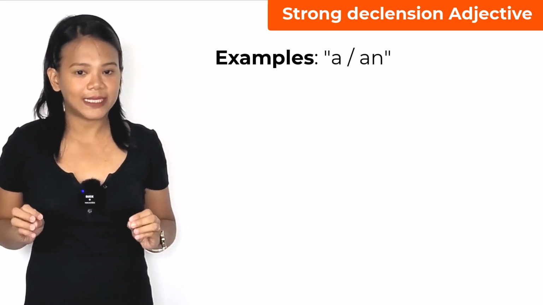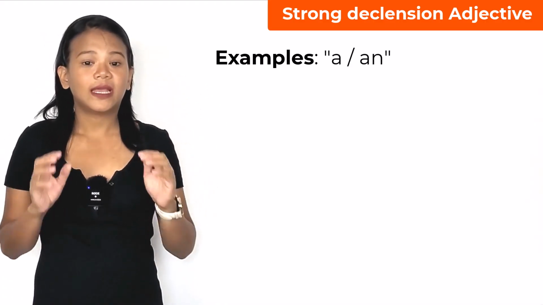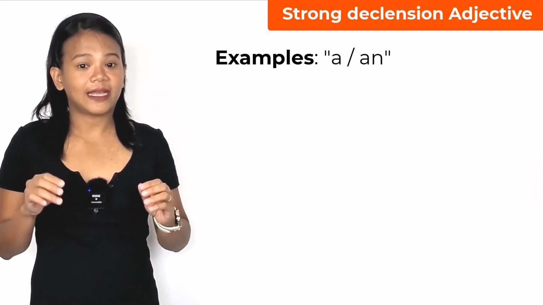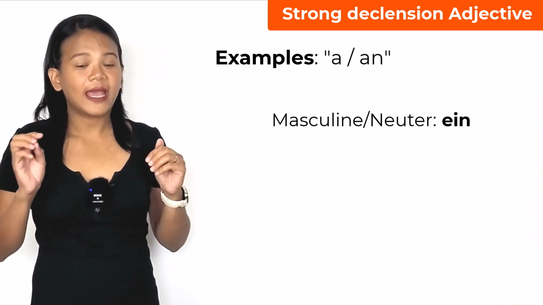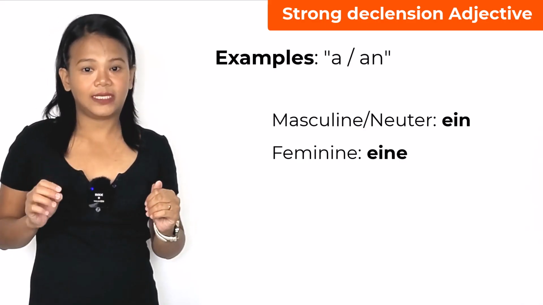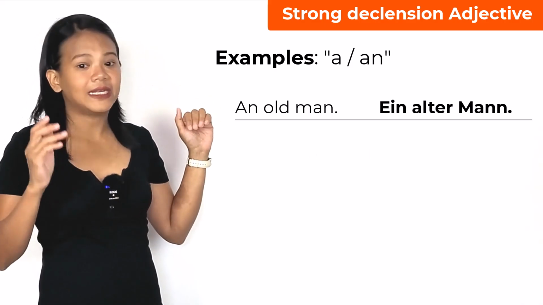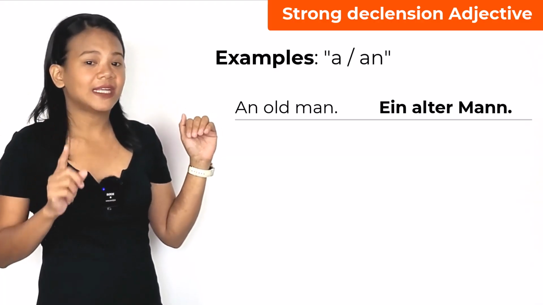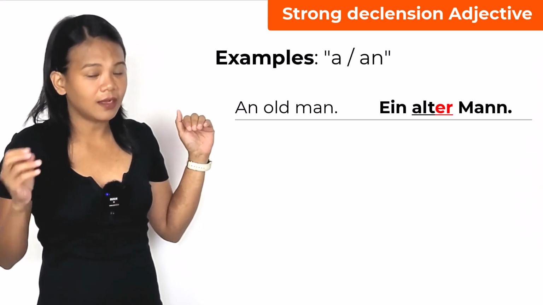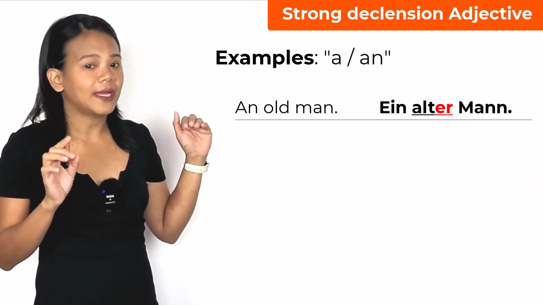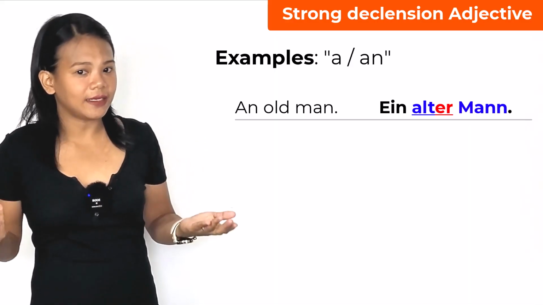Let us have examples with the indefinite article a or an. In German, a is ein if it is masculine or neuter, and eine if it is feminine. An old man, ein alter Mann. The adjective alt becomes alter, ending with R because man is masculine, and the article ein stays ein.